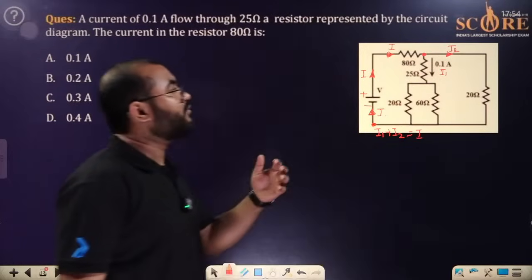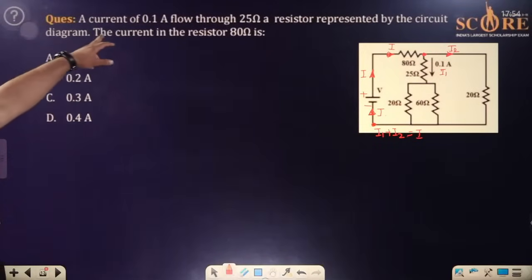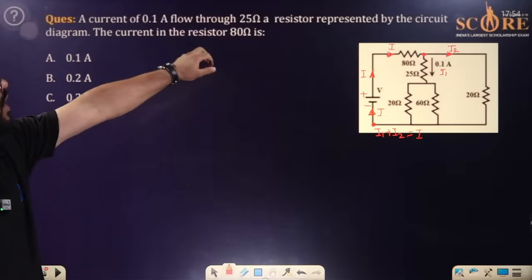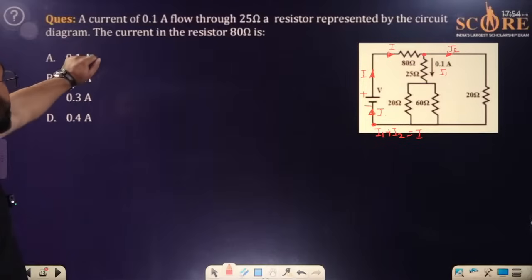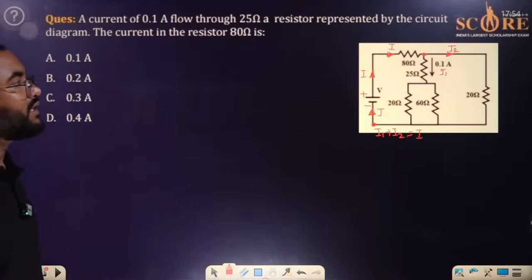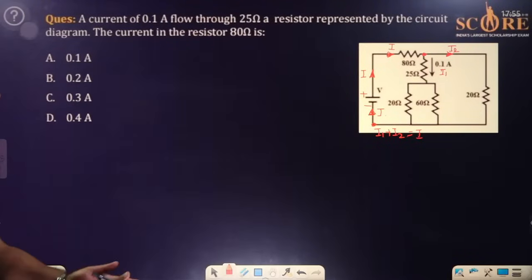Fine. Now, what we have to do is find out: a current of 0.1 ampere flows through the 25 ohm resistor that is over there, represented by the circuit diagram. The current in the 80 ohm resistor will be how much? What will be the current passing through the 80? Fine, no problem. We can find it out. It is very simple to find out.